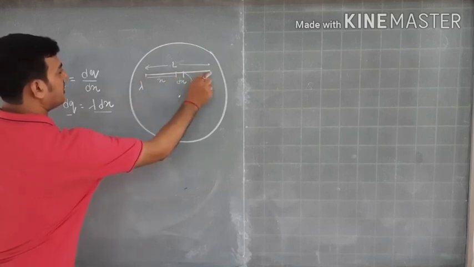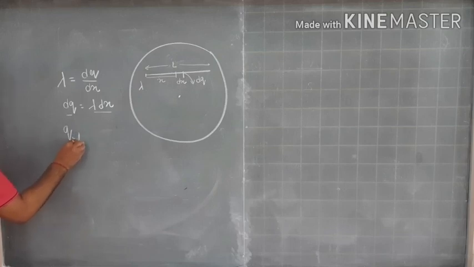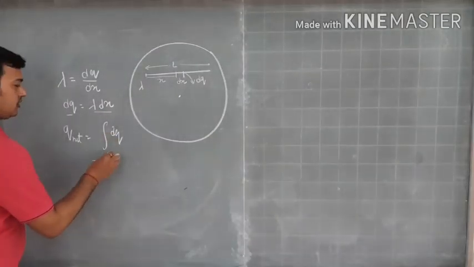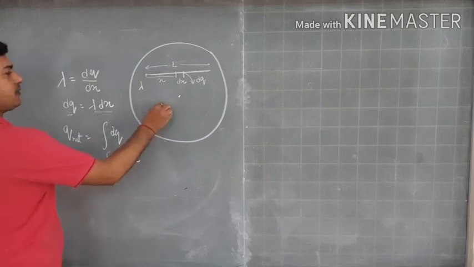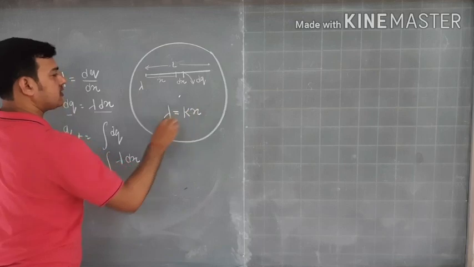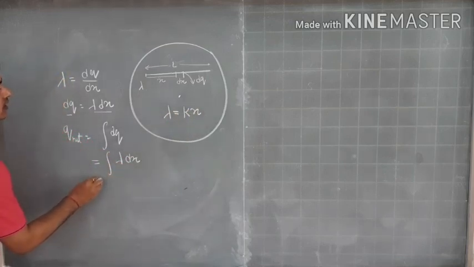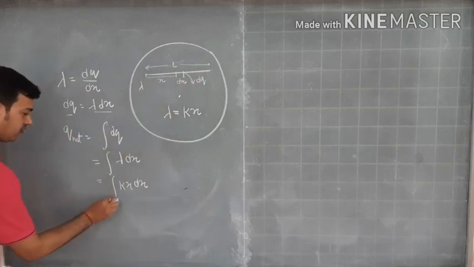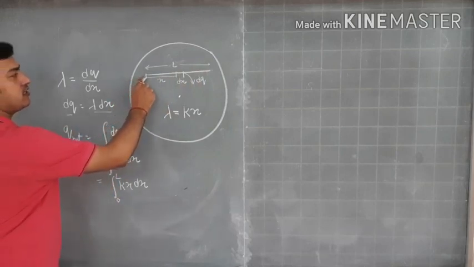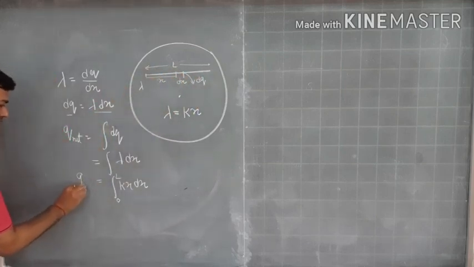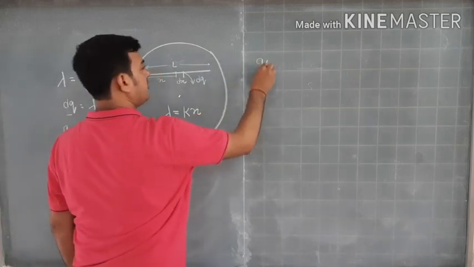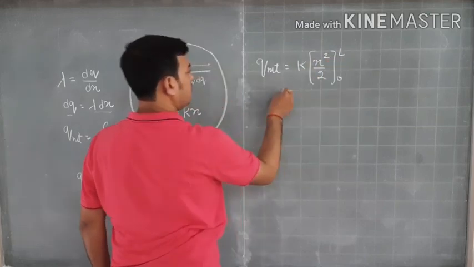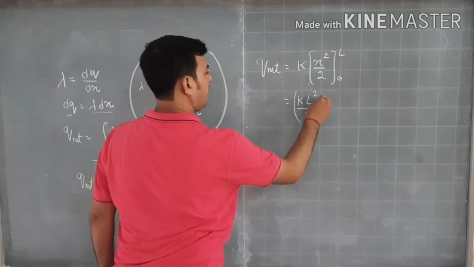If I need to calculate the net charge on this rod of length L, I will simply integrate this charge as it is a continuous charge distribution. So dq is lambda dx. As per the question, the charge density varies as lambda equals kx, so I will put the value here, and this is going to be the integration of kx dx. For the total charge, I will put the limits from 0 to L, because at this point the length is 0 and at this point the length is L. If I simplify this, I get net charge as kx square by 2 within the limits 0 to L, which on simplifying gives me kL square by 2.